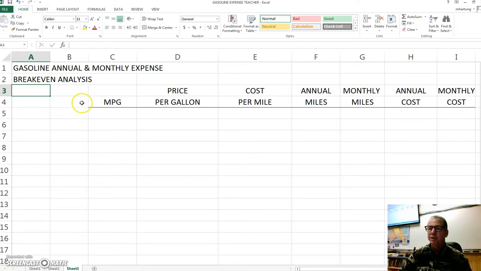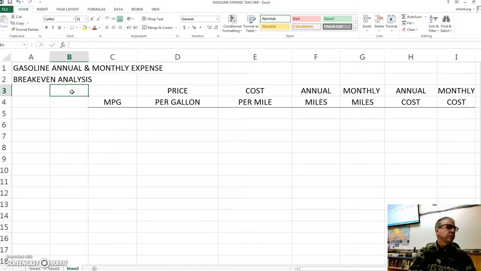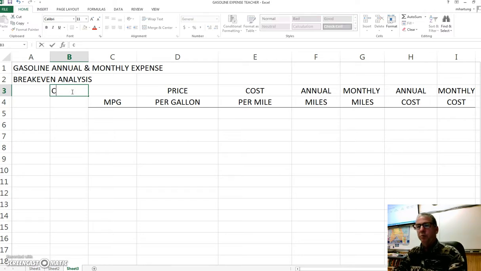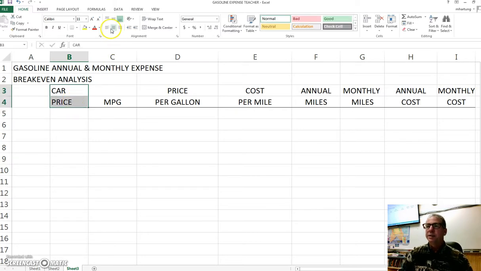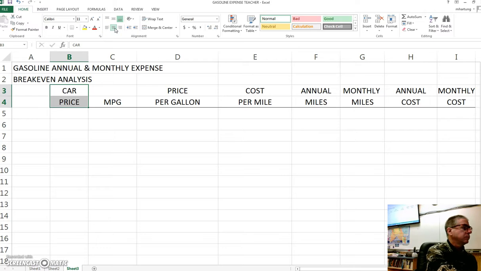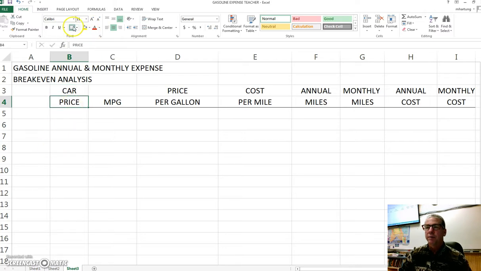So our next step is to put a column heading. And our column heading is going to be car price. So go ahead and type in car price. And let's put that in the center, and put a border underneath it. So now our new worksheet looks like that right there. Car price.